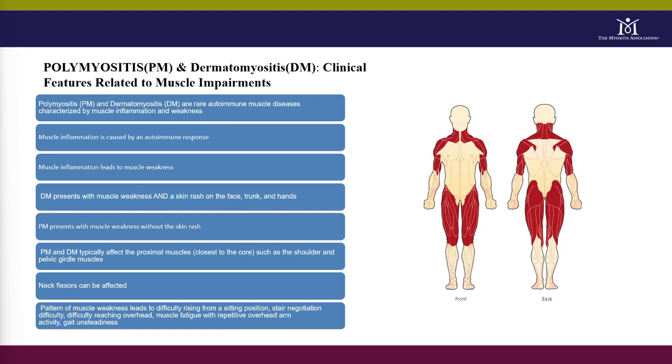Because this condition primarily involves the muscles of the shoulders and the hips, it makes it challenging for patients with these myositis forms to stand up from a seated position, especially when the seat is low, difficulty climbing stairs, difficulty reaching overhead, or performing repetitive, sustained activity using their arms or their legs. And because of the muscle weakness, it can lead to gait unsteadiness.